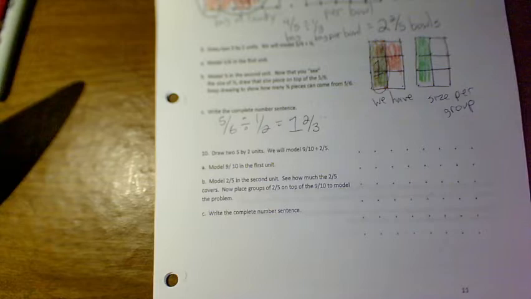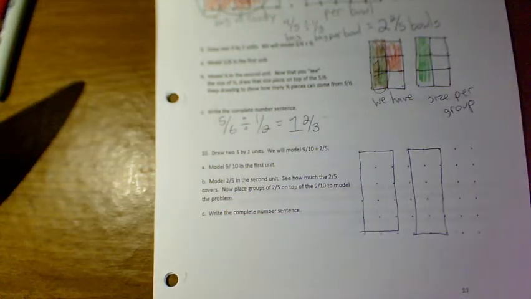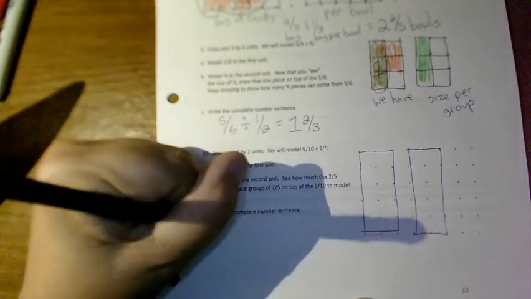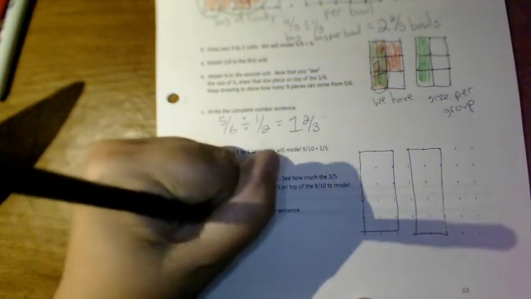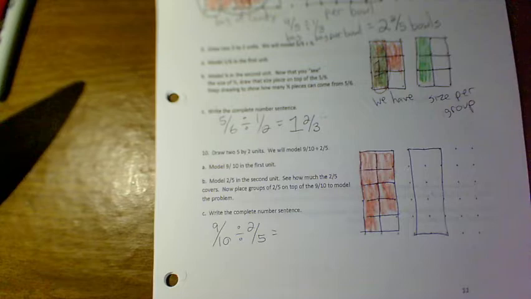All right, and then same thing with number 10. It says draw 2 5 by 2 units. Oh, that one's a little off. So we're doing 9/10 divided by 2/5. All right, so we have 9/10. So split this first one into 10 equal parts, and we have 9 of them. Okay, so this is what we have.